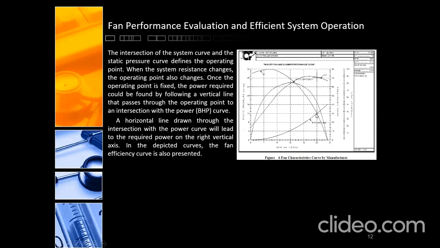When the system resistance changes, the operating point also changes. Once the operating point is fixed, the power required can be found by following a vertical line that passes through the operating point to an intersection with the power BHP curve. A horizontal line drawn through the intersection with the power curve will lead to the required power on the right vertical axis. On the depicted curves, the fan efficiency curve is presented.